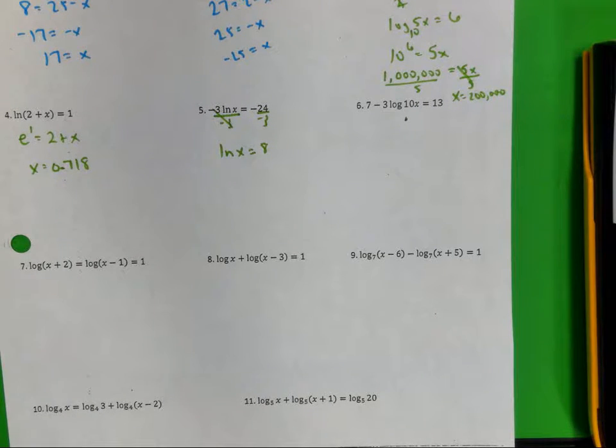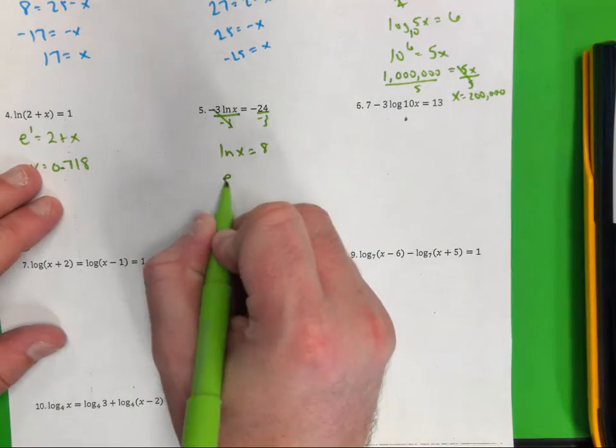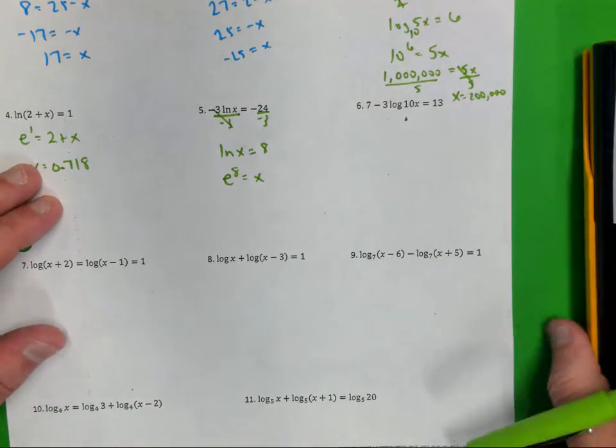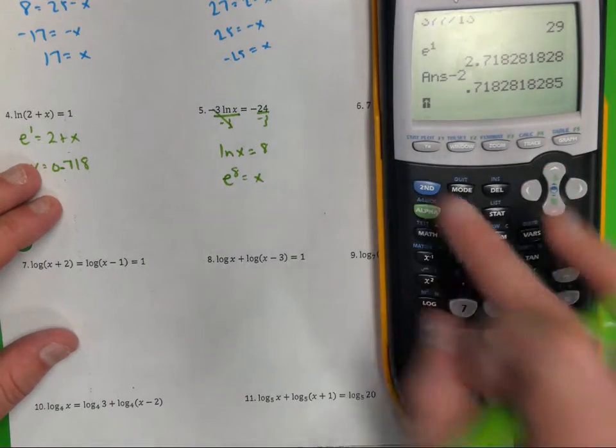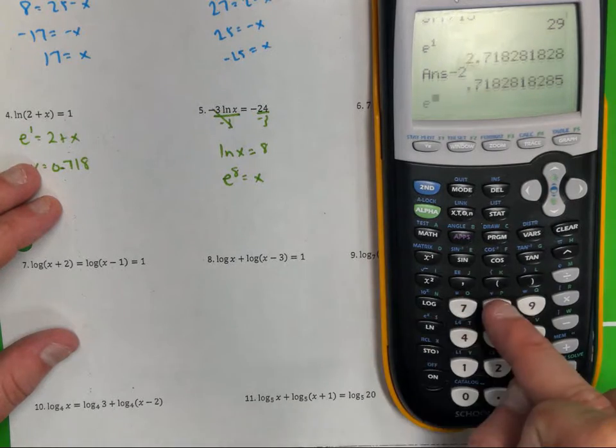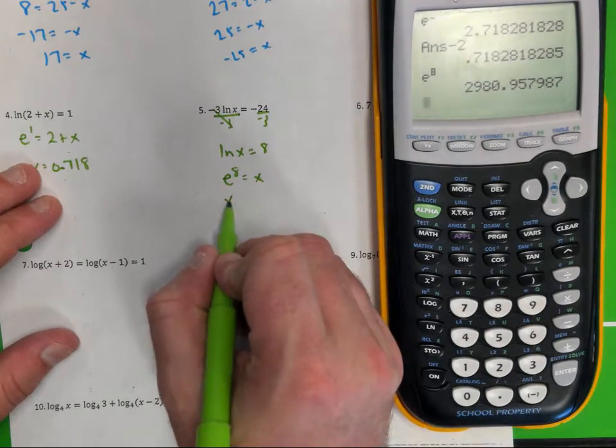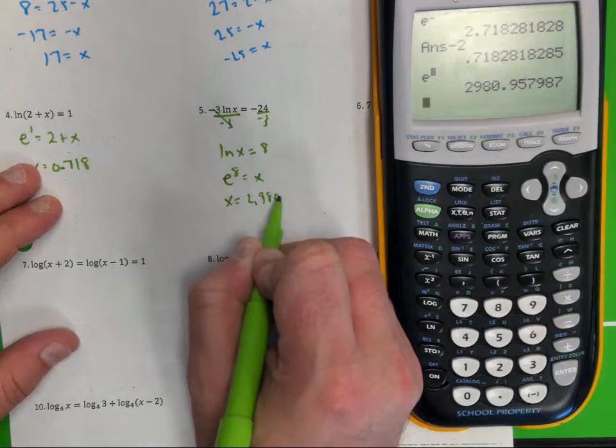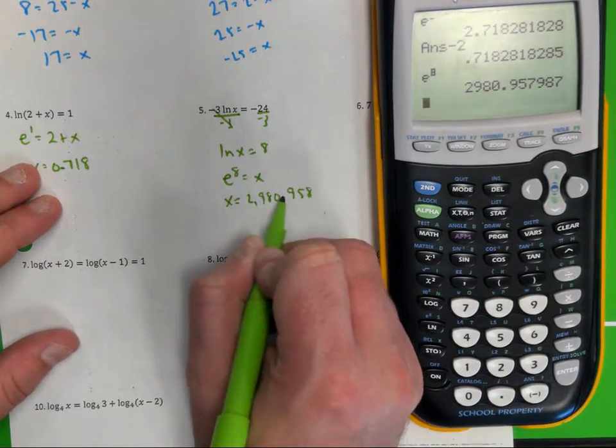Now, let's put it in exponential. It would be e to the what? Equals x. Well, that's all you got to do, is type it in your calculator. So, x equals 2,980.958.